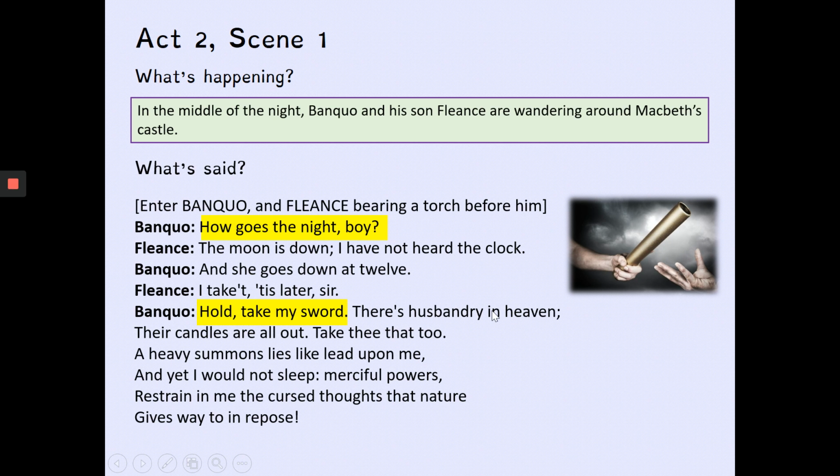his son, and also realizing, crucially, that Banquo is going to need a sword to protect himself, because Banquo knows by now that if Fleance is to become king, then he's going to be under threat. And Banquo also realises that that threat's probably going to come from Macbeth.